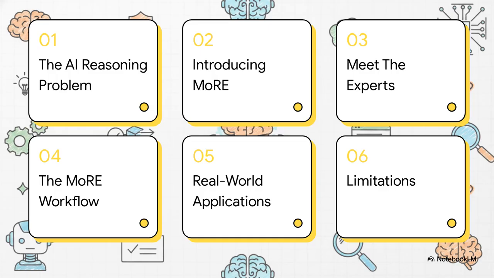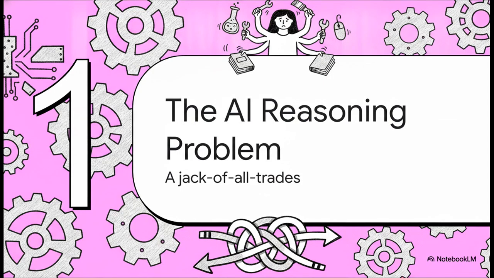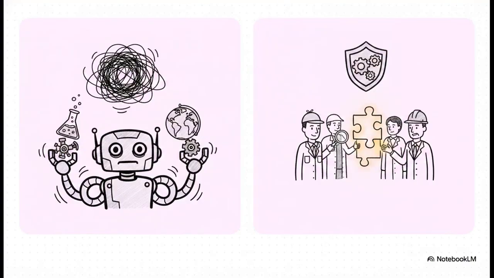Let's jump right in. Starting off with Section 1, the AI reasoning problem. To really appreciate the solution, we first need to understand the frustrating limitation of current models. See, a standard large language model acts kind of like a jack of all trades. It tries to answer absolutely everything you throw at it, but it frequently hallucinates when it has to jump between hard facts, complex math, and abstract logic.